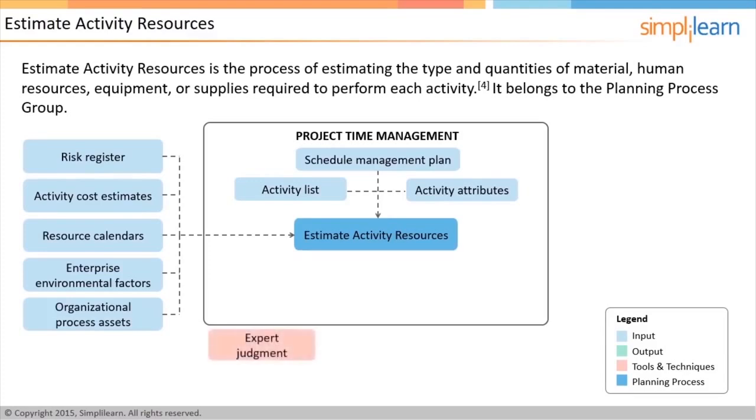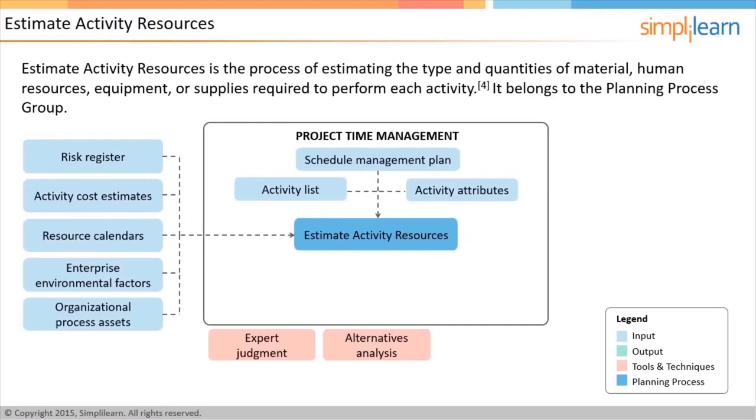The first technique is using expert judgment. In this technique, an expert in resource planning and estimating can estimate each of the activities. The next technique used is alternative analysis. In this, the activities are analyzed to identify different ways of completing them. This is to ensure only the required resources are assigned to each of the activities. This helps in resource optimization.